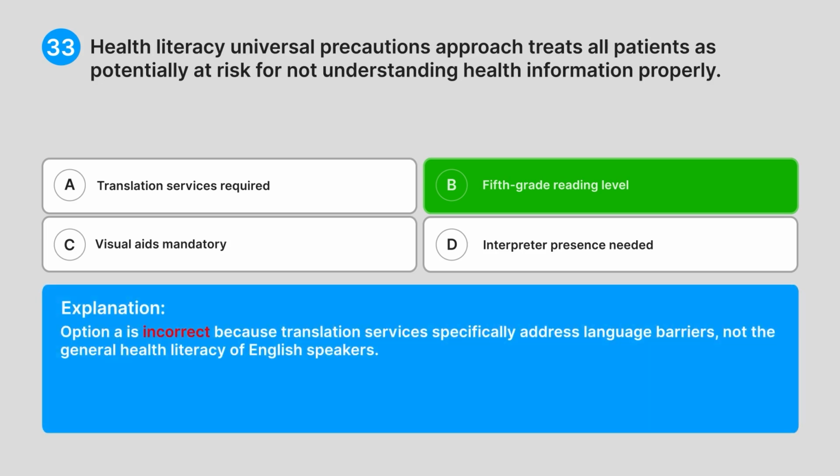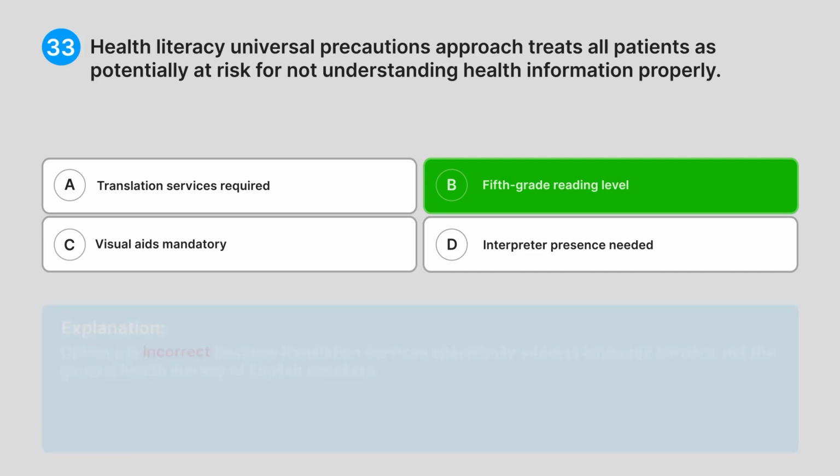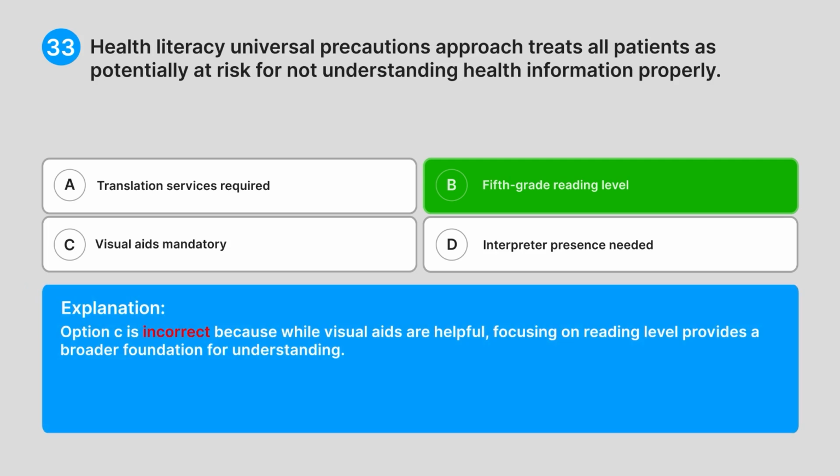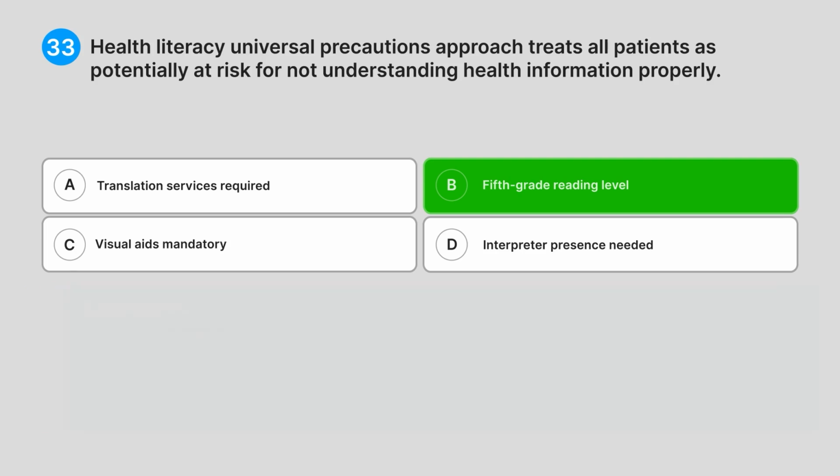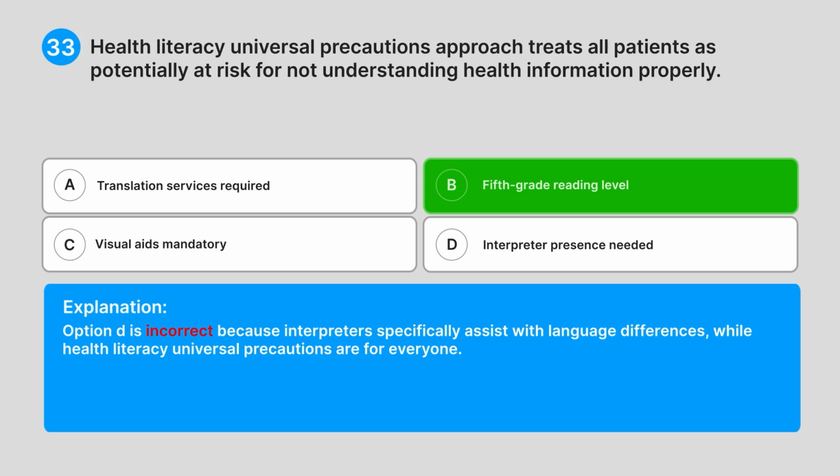Option A is incorrect because translation services specifically address language barriers, not the general health literacy of English speakers. Option C is incorrect because while visual aids are helpful, focusing on reading level provides a broader foundation for understanding. Option D is incorrect because interpreters specifically assist with language differences, while health literacy universal precautions are for everyone.